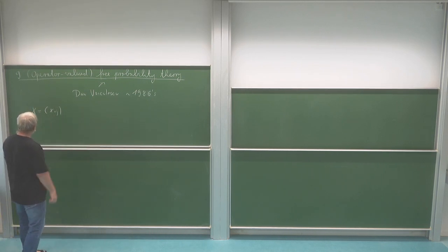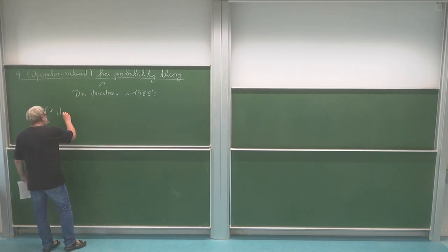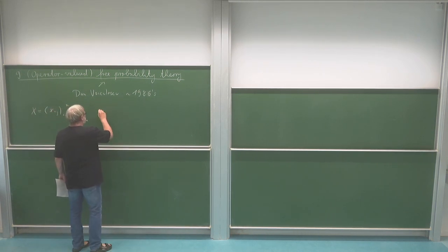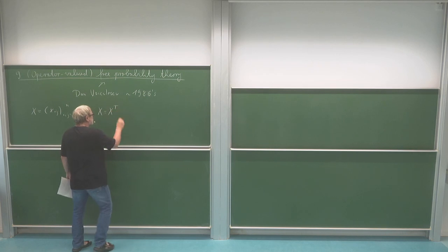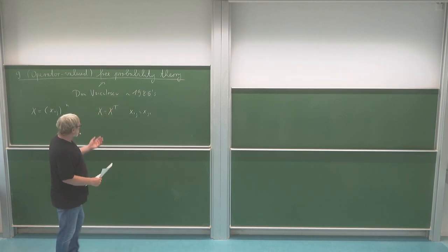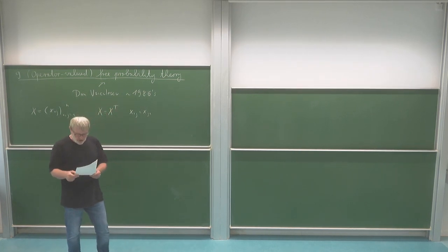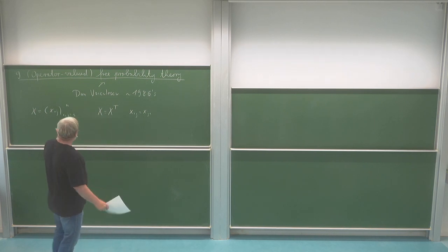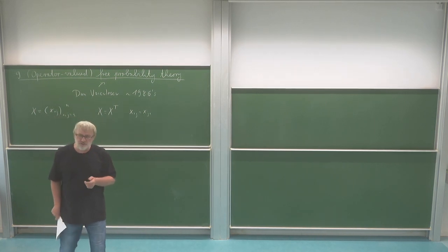So X is an n by n matrix, but I assume it is symmetric. So X is the same as its transpose, which means, of course, that the entries are symmetric: Xij is the same as Xji. Good. And then, of course, we consider random matrices.